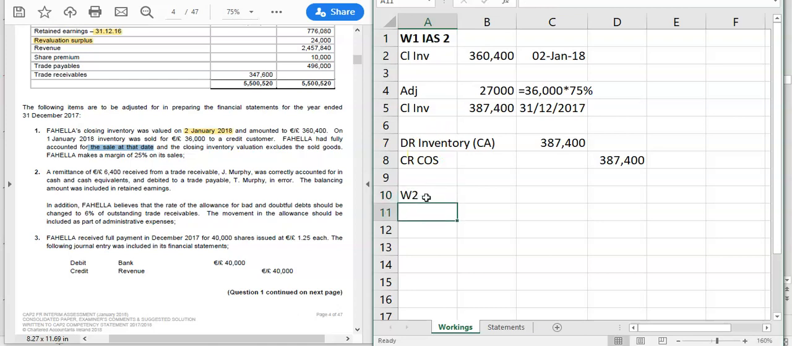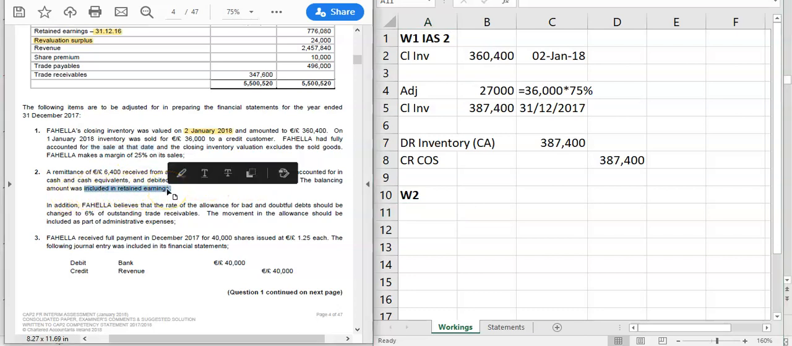Working 2 then, we're dealing with 2 or 3 elements here. The first one is to deal with the 6,400. So remittance of 6,400 received from a trade receivable was correctly accounted for in cash and cash equivalents. So they debited cash and cash equivalents, or debited bank, but they also debited trade payables. And the balancing amount was included in retained earnings.